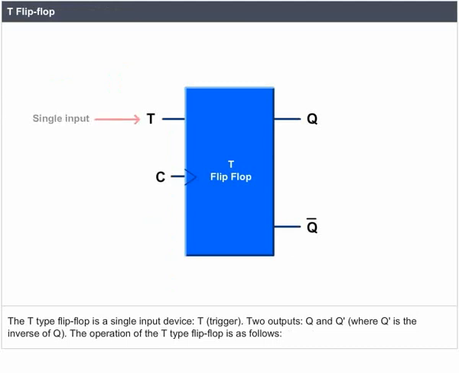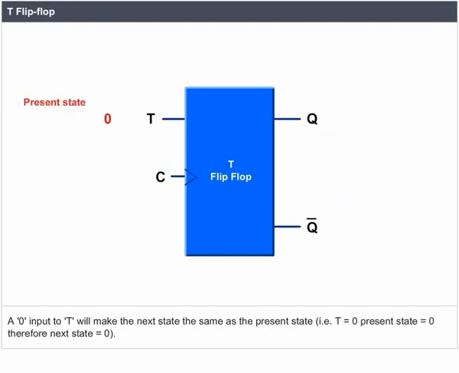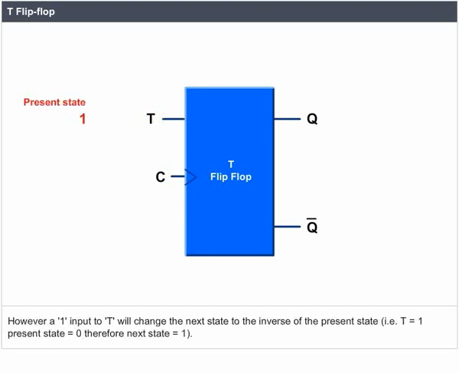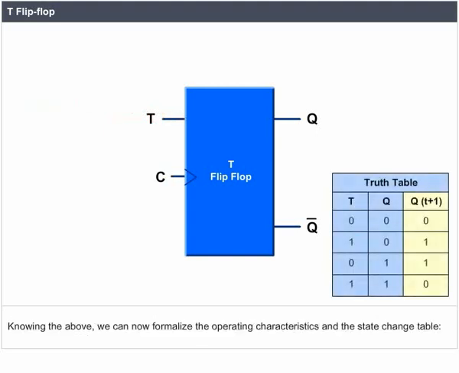T flip-flop. The T-type flip-flop is a single input device, T-trigger, with two outputs, Q and Q dash, where Q dash is the inverse of Q. The operation of the T-type flip-flop is as follows. A 0 input to T will make the next state the same as the present state. That is, T equals 0, present state equals 0, therefore, next state equals 0. However, a 1 input to T will change the next state to the inverse of the present state. That is, T equals 1, present state equals 0, therefore, next state equals 1. Knowing the above, we can now formalize the operating characteristics and the state change table.